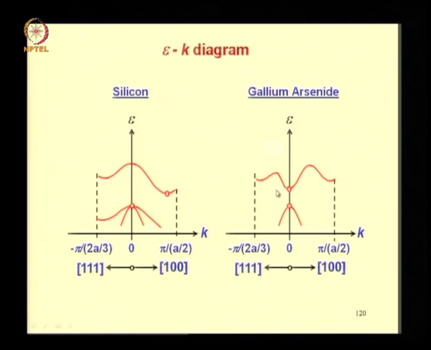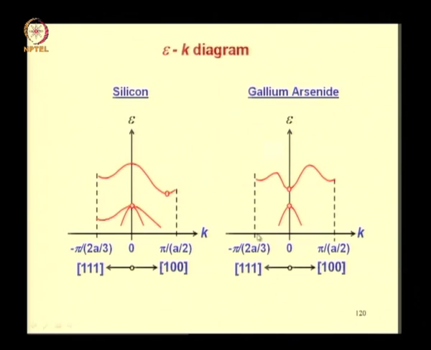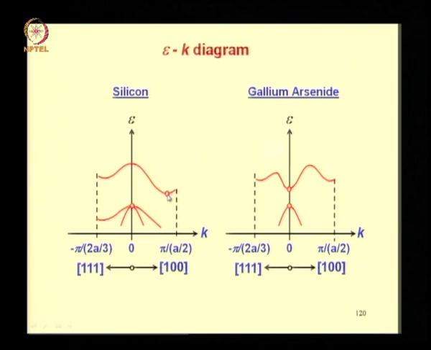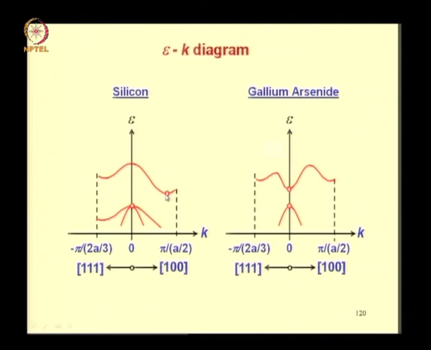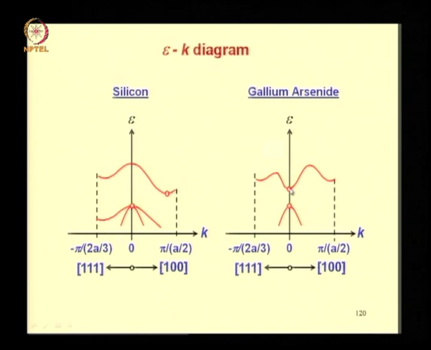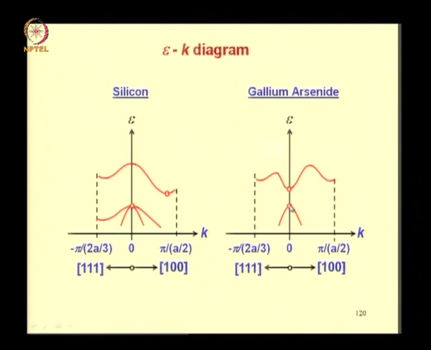The key difference between the Ek diagram of gallium arsenide and the Ek diagram of silicon is that the bottom of the Ek variation in the conduction band is shifted away from the top of the Ek variation of the valence band here. So there is a difference in k locations of this minimum and this maximum, whereas the minimum of the Ek relation of the conduction band in gallium arsenide is right above the maximum of the Ek relation of the valence band.